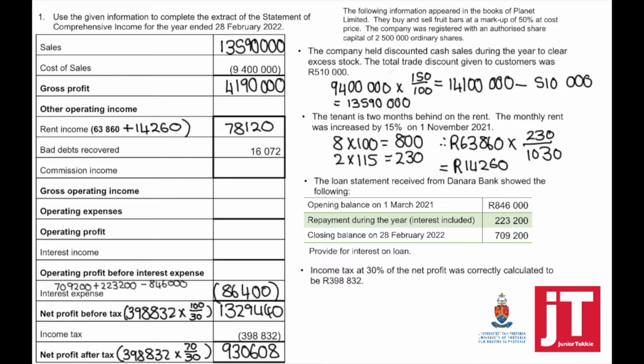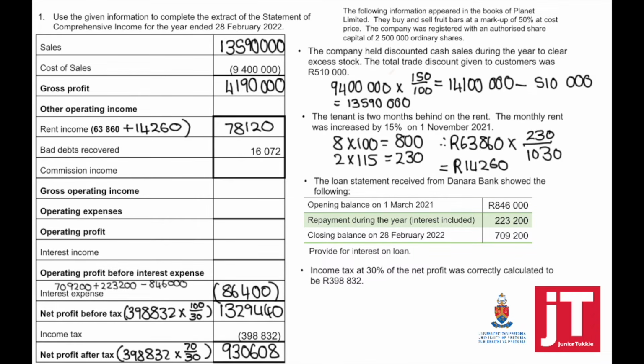If I want to calculate the net profit before tax, we need to use the income tax amount and we say times 100 divided by 50. If I want to calculate the net profit after tax, we need to take the income tax and then we say times 70 divided by 30. You could choose either or.